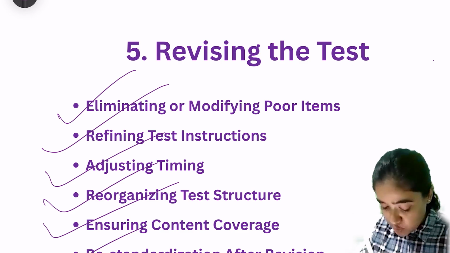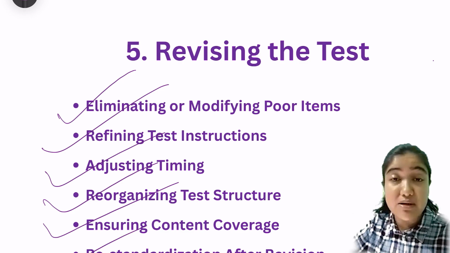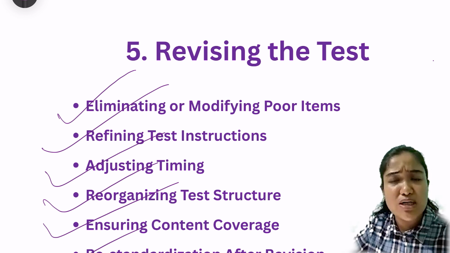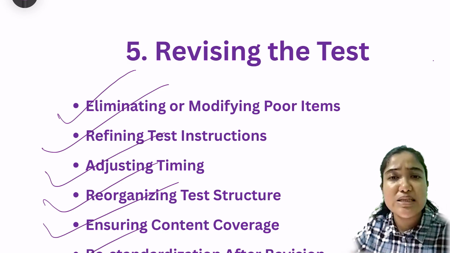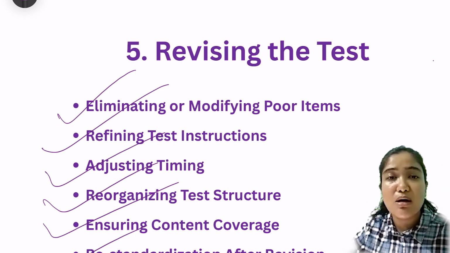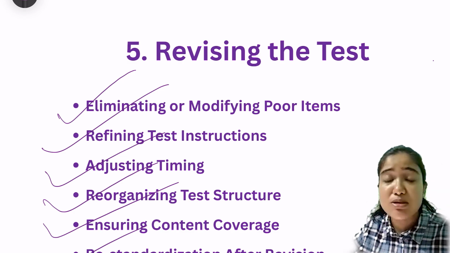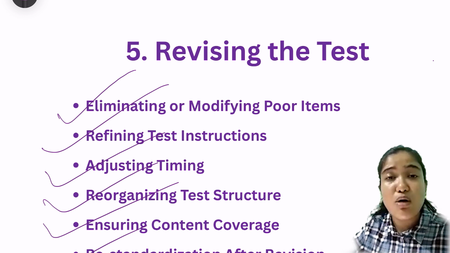Please remember this. Next we have re-standardization after revision. Major revision like removal and adding of items or rewording structures often requires a fresh tryout or a pilot study. New norms, reliability, and validity coefficients may need to be re-established again. Revising a test is not just about deleting poor items. It involves a systematic refinement of items, instruction, timing, structure, and content to balance out the final test. It's not just about psychometrics, it's also about being practically useful.